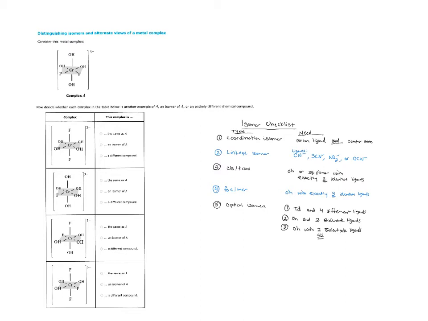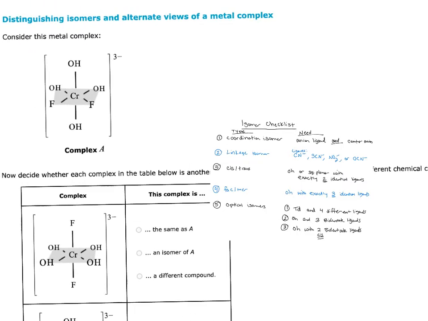Just to give you an idea of how the ALEKS structure compares to what we draw, coming out of the board, this would be a wedge, this would be a wedge, and then dashes in the back, just so you know how to draw that on your own.